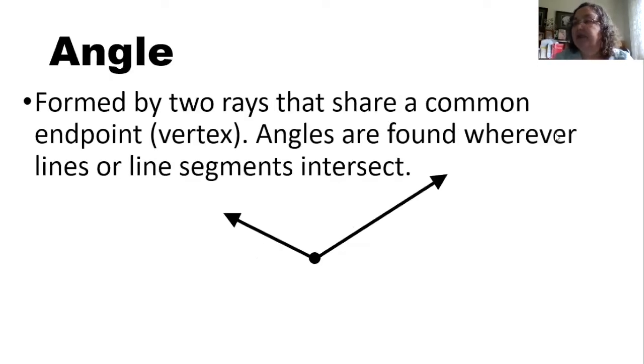The next word is angle. An angle is formed by two rays that share a common endpoint or vertex. There's my vertex. Angles are found wherever lines or line segments intersect. So on your card, please draw an angle. Wonderful.